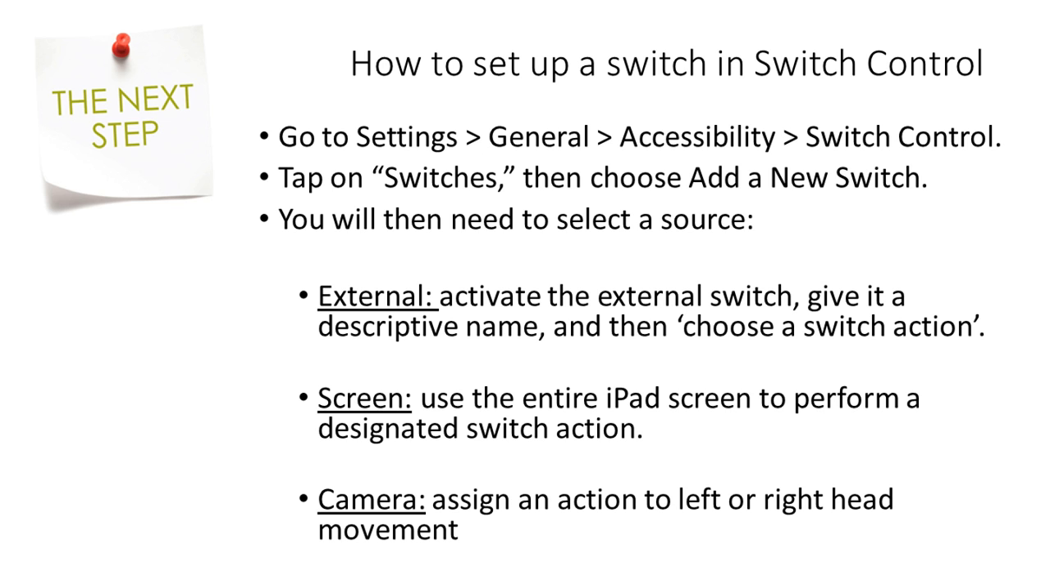Before we set up a recipe, you still need to set up your switches. So you still need to have switches available in order to set up the recipe. So when we go to do that, we're going to general accessibility to switch control, and we're tapping on switches, and we say choose and add a new switch. And when we add a new switch, it's going to ask us if we're using an external switch, which would be the one with the Bluetooth, or if we're using the screen as a switch. You can even use the camera as a switch with turning to the left or turning to the right. So it asks you these questions, and it will ask you to name the switch. You need to go through that process to have switches available for use.